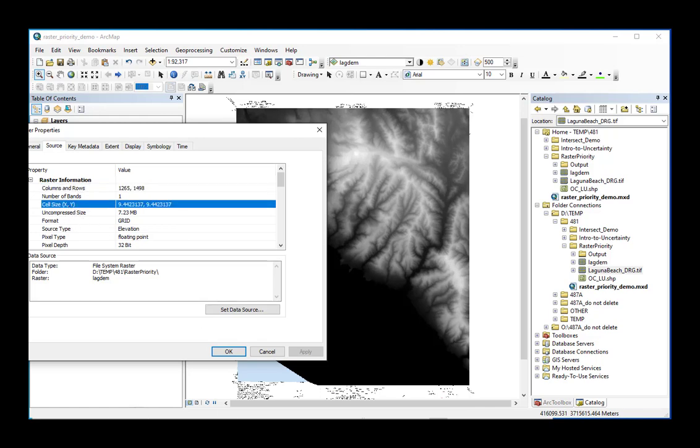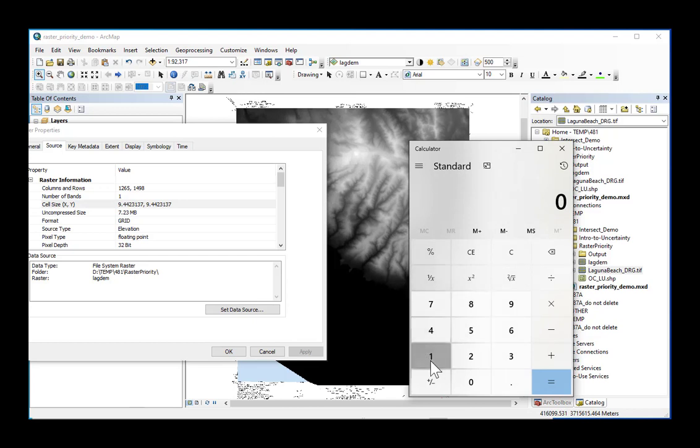So the columns and rows, if you multiply 1265 times 1498, that's how many grid cells you have in this entire quadrangle. That's a lot of grid cells. That's almost 2 million pieces of elevation data: 1,894,970 raster grid cells. You multiply that by the grid cell resolution, and that gives you the total area in square meters.